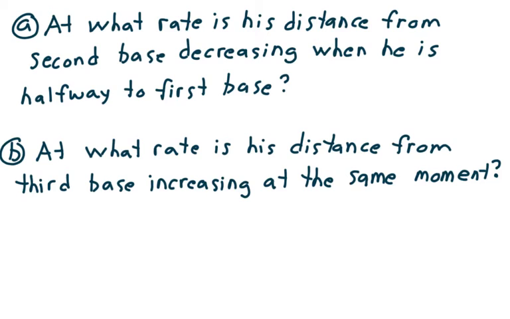Part A. At what rate is his distance from second base decreasing when he is halfway to first base? Part B. At what rate is his distance from third base increasing at the same moment? So we're going to look at part A first.